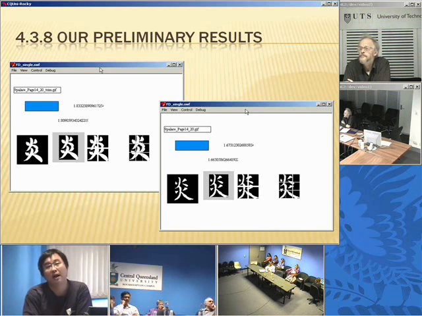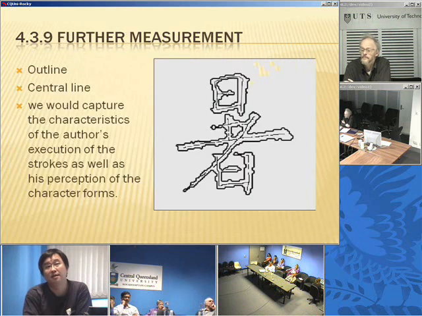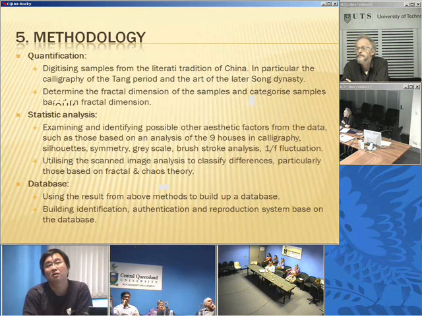So we're going to have some more analysis, and the next step we're trying to do is the outline, analyzing the fractal dimension of outlines, as well as the center line, so that we would capture the characteristics of the calligrapher's execution of the strokes, as well as his perception of the character forms. So the methodology we used in our research is basically three stages.